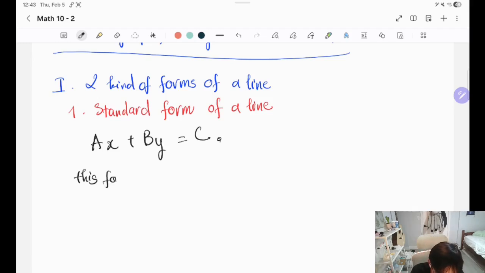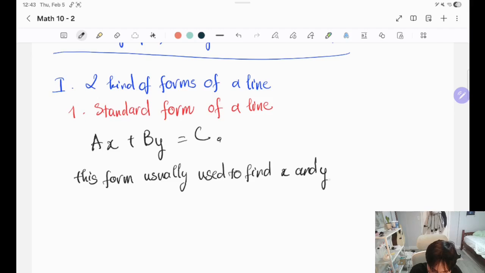This form is usually used to find the x- and y-intercept, because we can easily replace x and y with 0, and therefore we can find the intercepts easier.